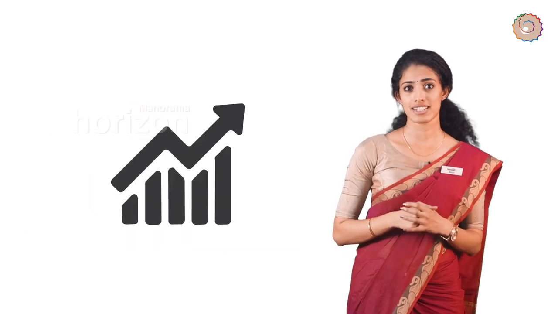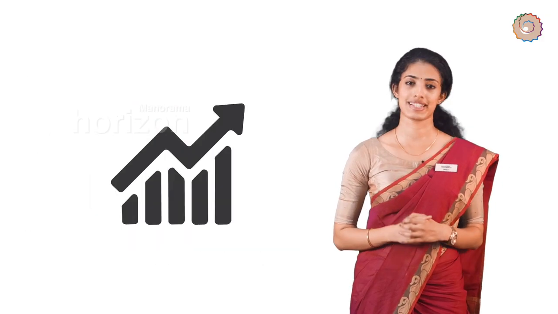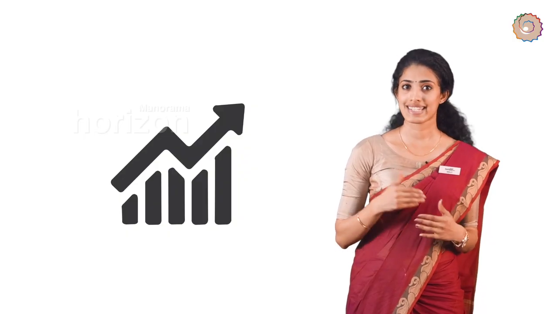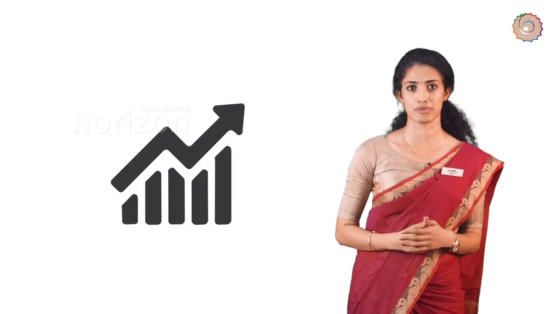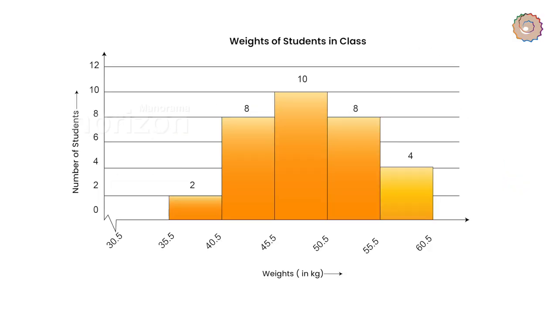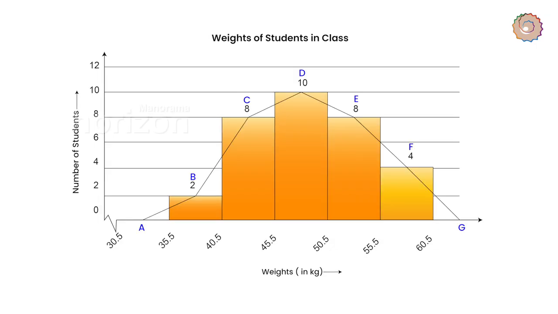Now, let's consider another example to represent frequency polygon. This is basically a histogram by joining the midpoints of the adjacent rectangles on the upper side. Look at the histogram here. Can we represent this histogram in frequency polygon? Yes, the midpoints of the rectangles are joined together to form a frequency polygon.